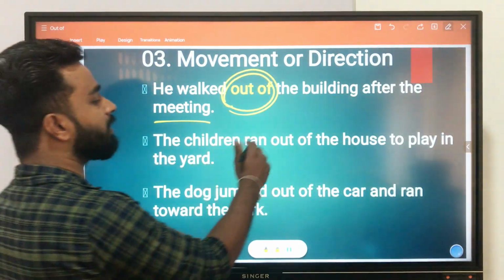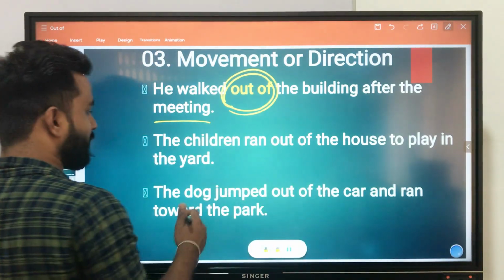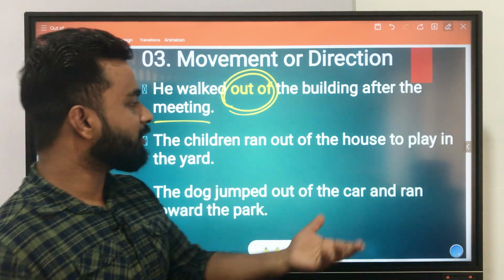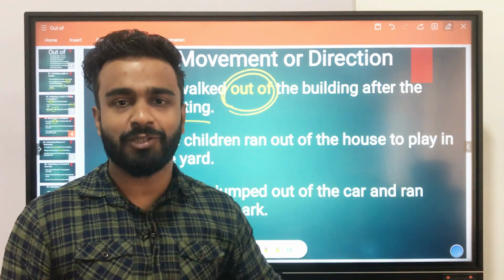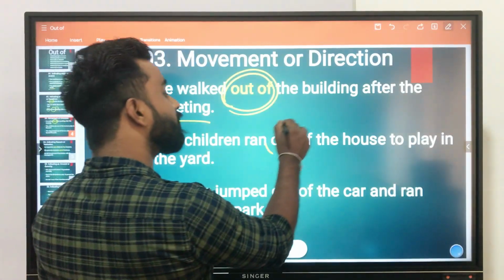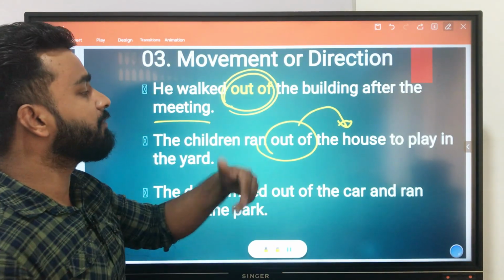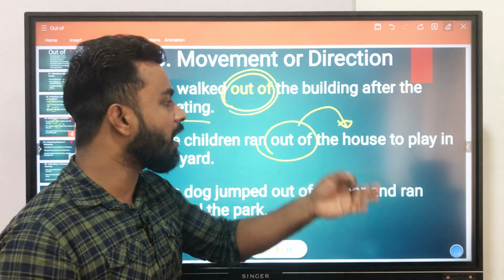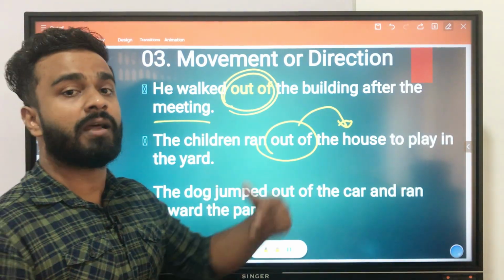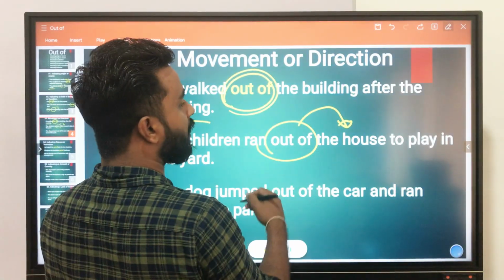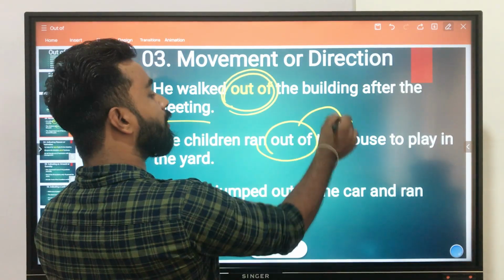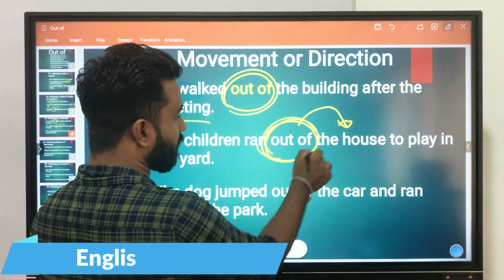Next: The children ran out of the house to play in the yard. There were some children in the house, and they wanted to play. They ran out of the house because they are not in the house anymore. They ran out of the house to play in the yard. Now they are not in the house because they ran out of the house.